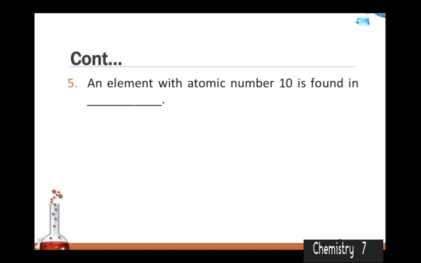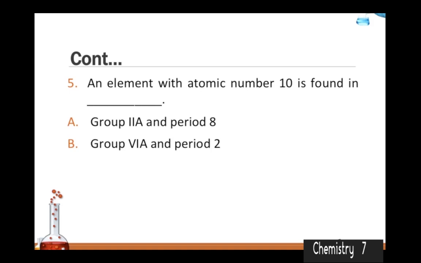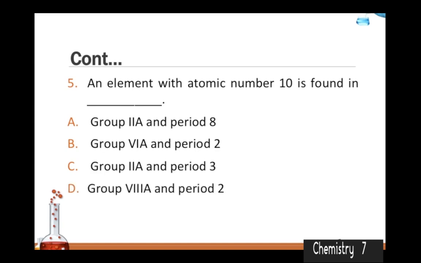An element with atomic number 10 is found in Group 7A and period 8, Group 6A and period 2, Group 2A and period 3, Group 8A and period 2? Group 8A and period 2.